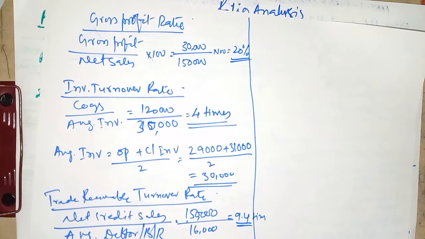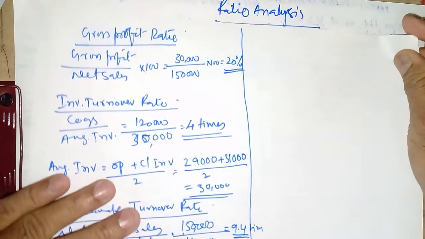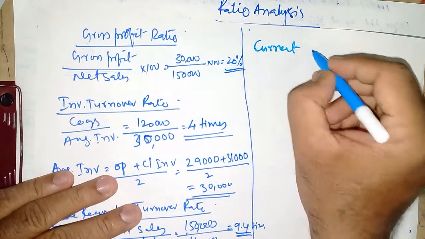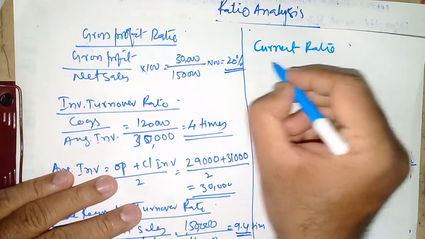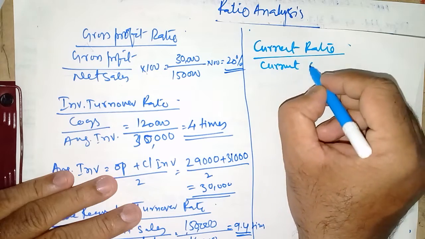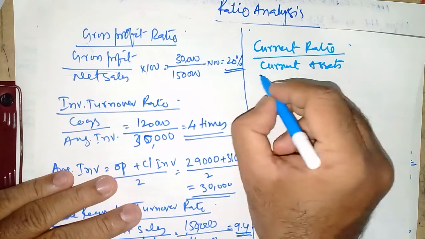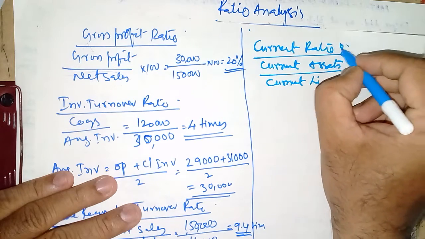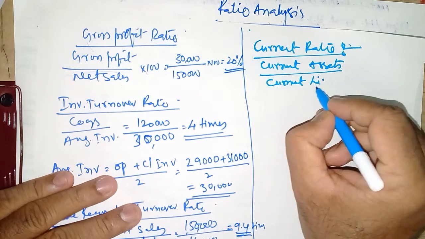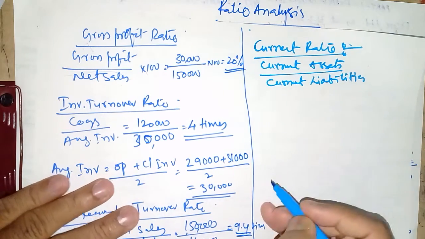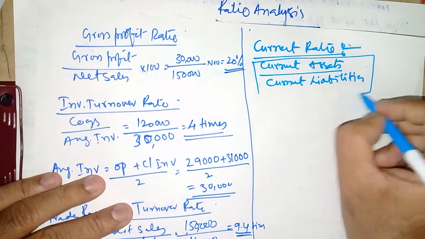So the formula of current ratio, as you are already aware. What is the formula of current ratio? Current ratio formula is current assets divided by current liabilities. What is the formula? Current assets by current liabilities.